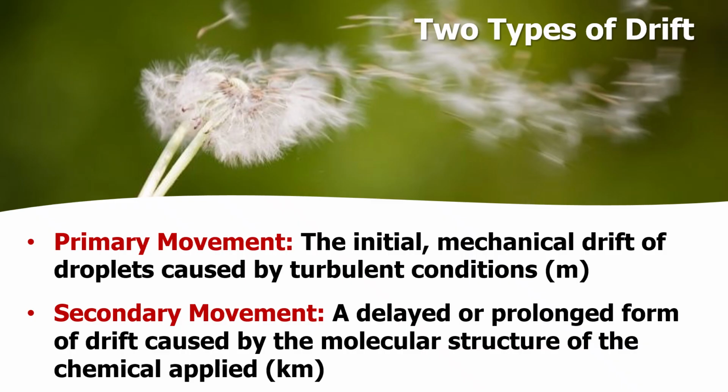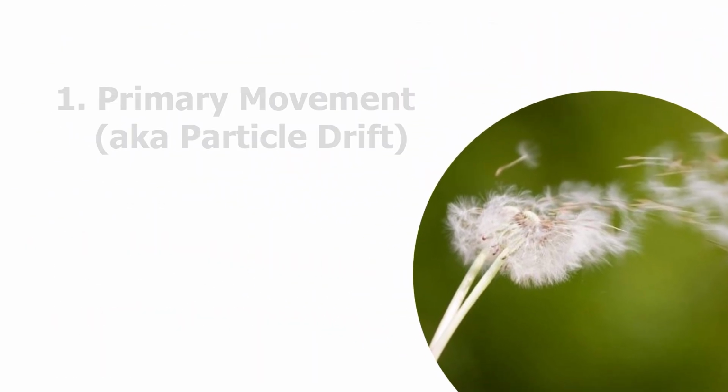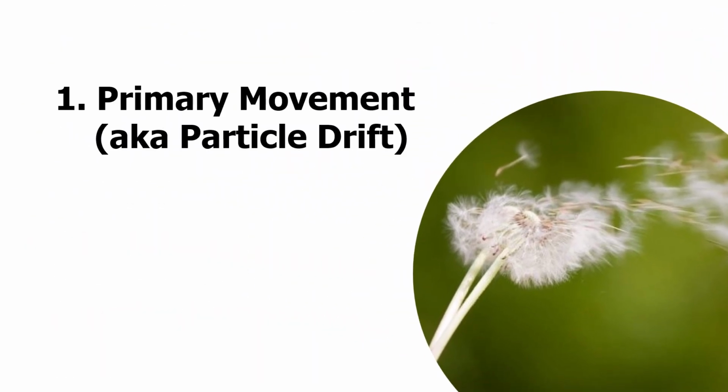And then there's the secondary movement I alluded to. This can happen long after you're done. It's delayed, and it can take a long period of time to occur. It's entirely based on the molecular structure of whatever chemical was applied. And when it moves, we're talking kilometers. So let's dive into the first one, the primary movement or particle drift.